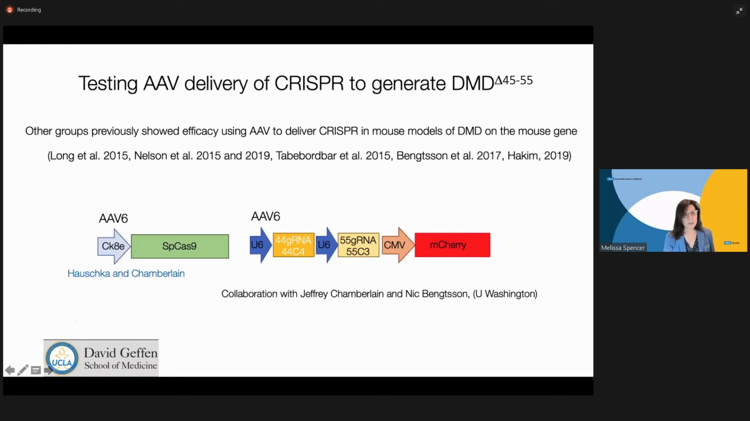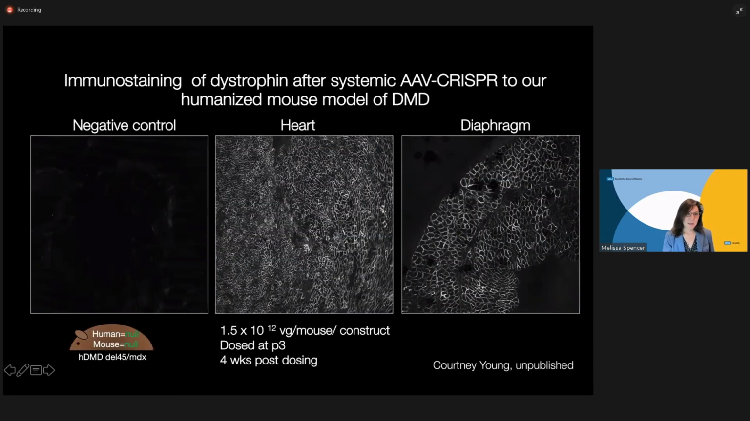And when we use AAV with our platform to delete exons 45 to 55, we get pretty efficient transduction, especially of the heart. So you can see, Courtney Young and Michael Imami, my students, have stained for dystrophin, which is present at the sarcolemmal membrane, and you can see it here, in both the heart and the diaphragm.